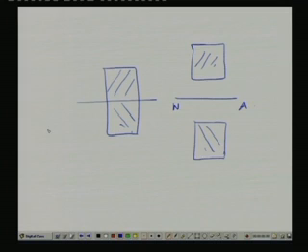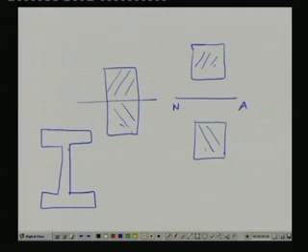So, one very common type of section being used when we consider the bending of beam is the I section. So, this gives you an idea of how you can calculate the values of bending stresses when the beam is under pure bending.